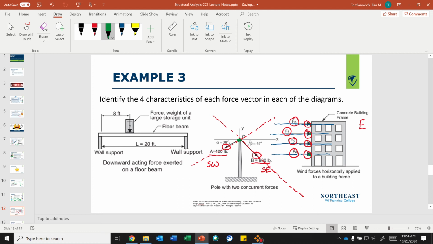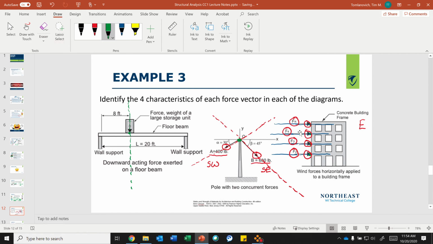All right, force. Point of application for this guy is right here, 8 feet over from this wall. My magnitude, obviously, is the weight of the safe. My line of action is this line projected down, and we have our sense is south. So there we go, that's our 4 characteristics of that force.